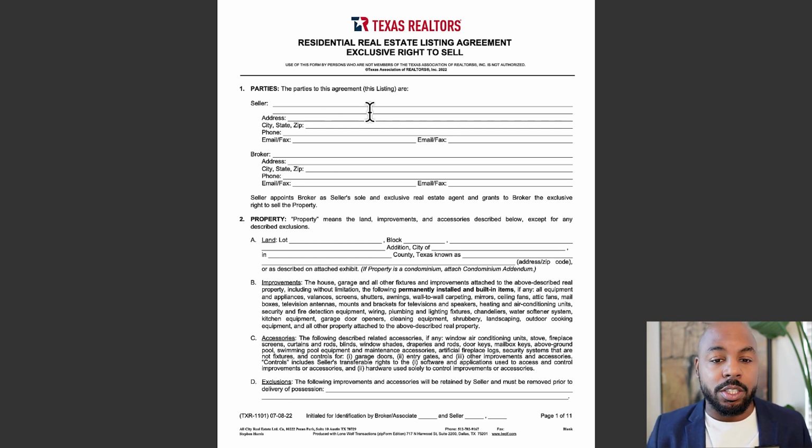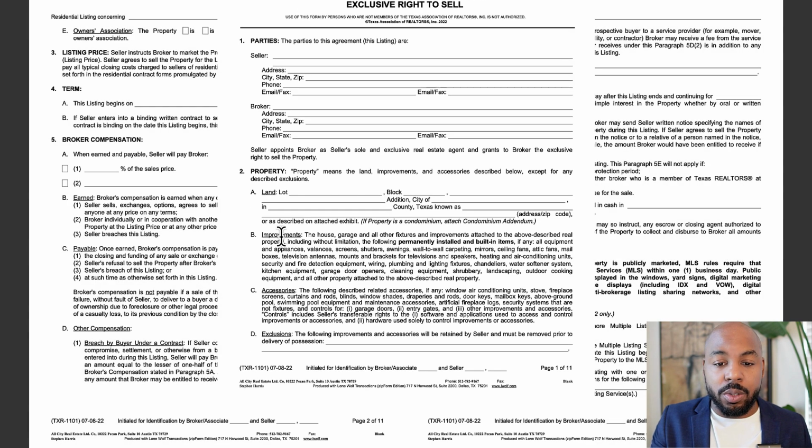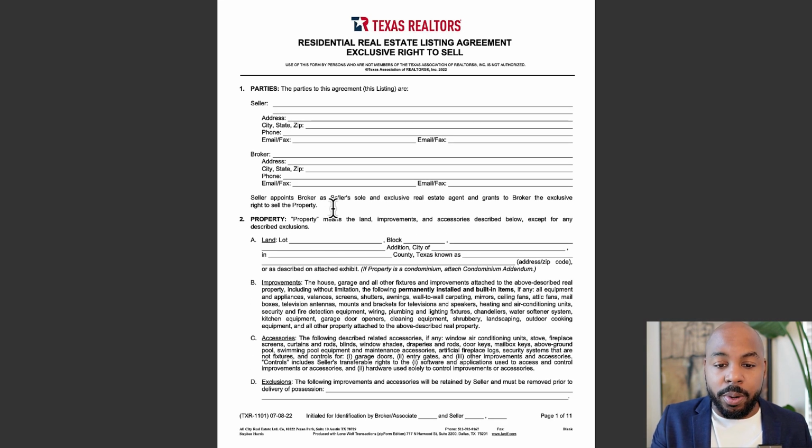Okay, so let's start with the first part of this agreement. So paragraph 1 is the parties. That's going to be yourself, should have your address and your contact information, and then the broker, so our company, and it should have all of our contact information as well. Next, you'll see that seller appoints broker as seller's sole and exclusive real estate agent and grants the broker the exclusive right to sell the property.